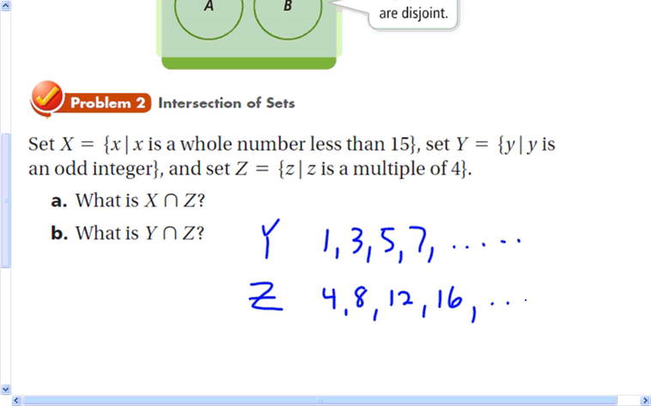There are no odd integers in that set, so these two sets are said to be disjoint, so the intersection is the empty set. And we can show that like this, or we could use the symbol for empty set, which looks like that.